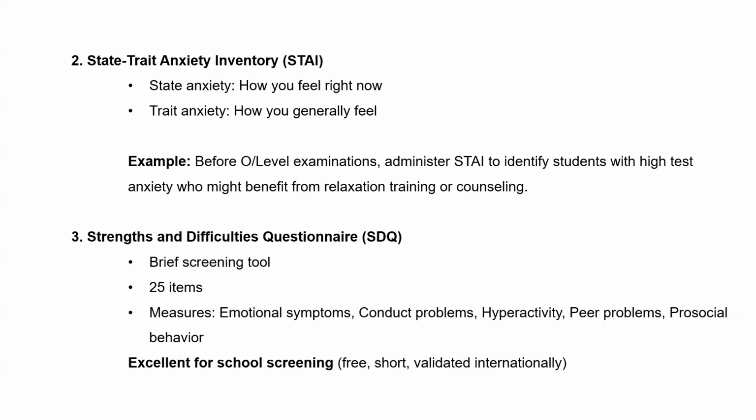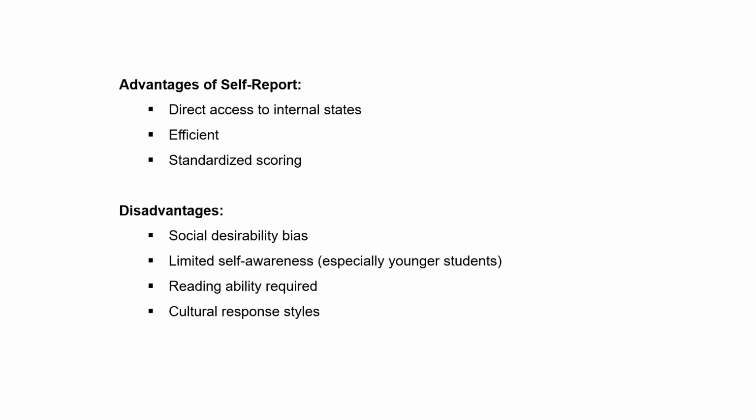Like that, in other countries, they give the Strengths and Difficulties Questionnaire, a brief screening tool with 25 items. It measures emotional symptoms, conduct problems, hyperactivity, peer problems, and pro-social behaviors. Excellent for school screening. Free, short, validated, internationally accepted. We can give it. And what are the advantages of self-report?